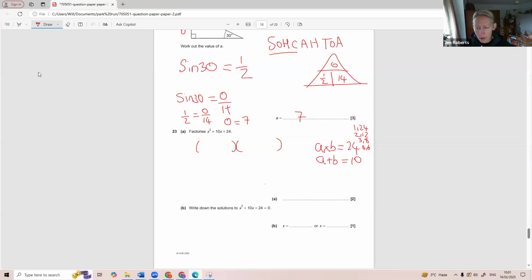Okay, 1 and 24 is 25. No. They add to get 14. No. They add to get 11. No. They add to get 10, 4 and 6. So it is 4 and 6. 4 times 6 is 24. 4 add 6 is 10. So it's x plus 4, x plus 6. If I expanded those brackets, you'd get this expression here.